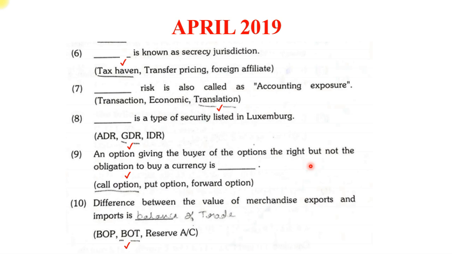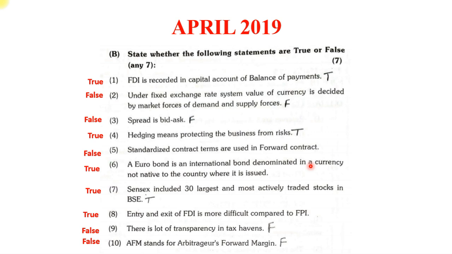Okay. Now the next question along with this was: state whether the following statements are true or false. FDI is recorded in the capital account of the balance of payments is true. Under fixed exchange rate system, value of currency is decided by market forces of demand and supply, which is false. Spread is bid minus ask is false. Hedging means protecting the business from risk is true. Standardized contract terms are used in forward contract is false. A Eurobond is an international bond denominated in a currency not native to the country where it is issued is true. Sensex includes the 30 largest and most actively traded stocks in BSE, which is true.